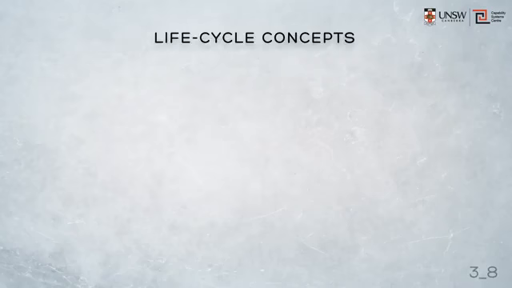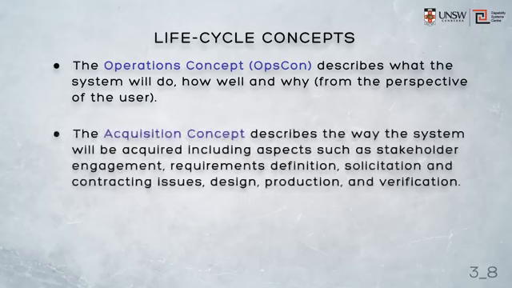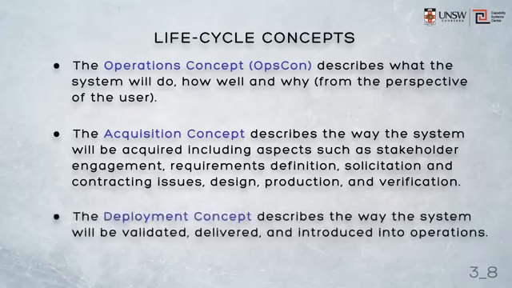Let's look at each of those lifecycle concepts in a little more detail. First, not so much in the order I showed you before, but first in terms of its priority is the OpsCon, the operations concept, because the business can then describe what it is it wants the system to do, how well and why, and that's from the perspective of the user. Then the business talks about how it proposes to acquire it. So the acquisition concept describes the way in which the acquisition will proceed, including stakeholder engagement, requirements definition, solicitation, contracting issues, design, production, verification, and so on. The deployment concept describes the way in which the system is going to be validated. So how will we know that it meets the user's needs? How are we going to deliver it? How will we introduce it into service?